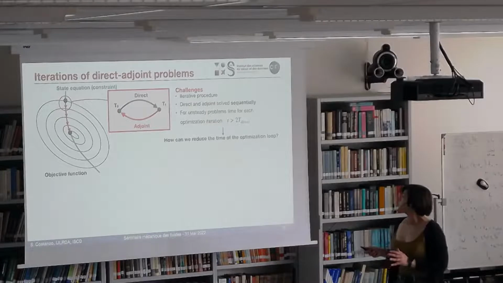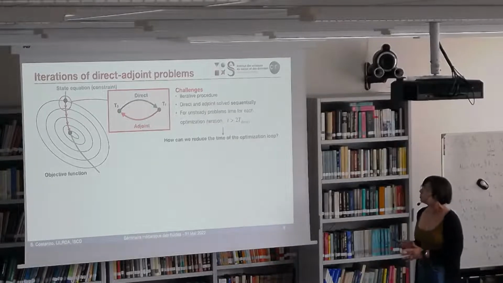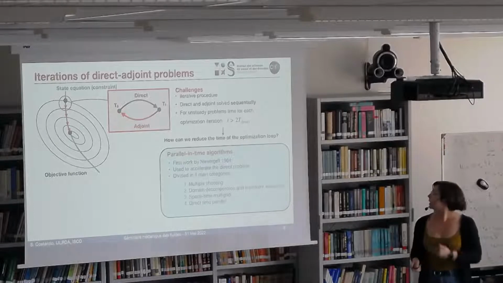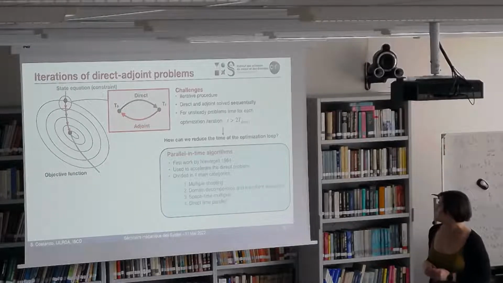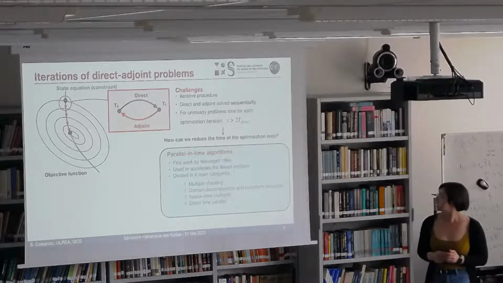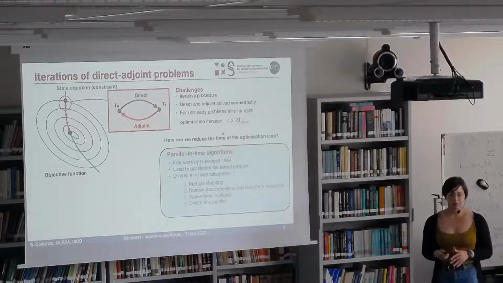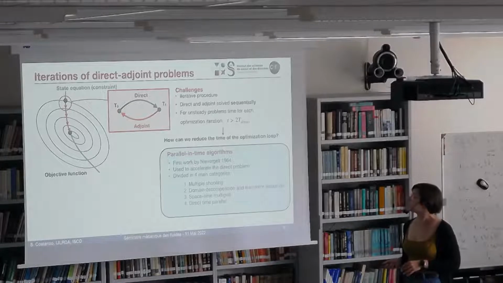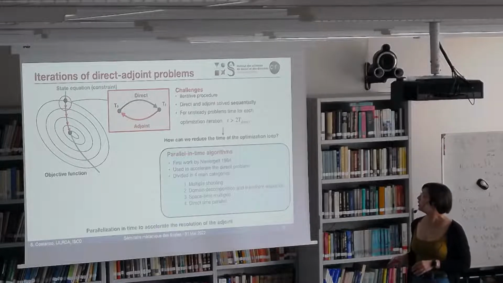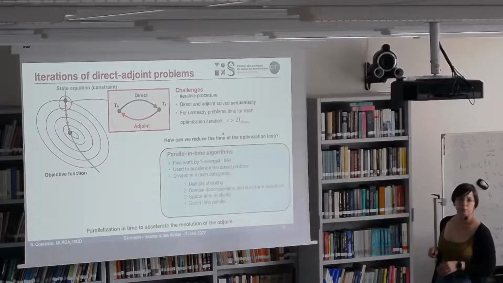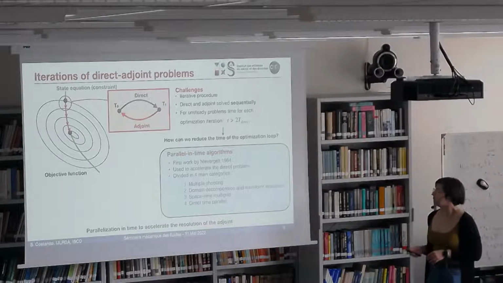So, to reduce the time of the optimization loop, we decided to use parallel time algorithms. Parallel time algorithms were first introduced with Nievergelt in 1964, and they're usually used to accelerate the direct problem. In this project, we decided to use a parallel time algorithm to accelerate the resolution of the direct adjoint loop, both of them. So how do we do this?